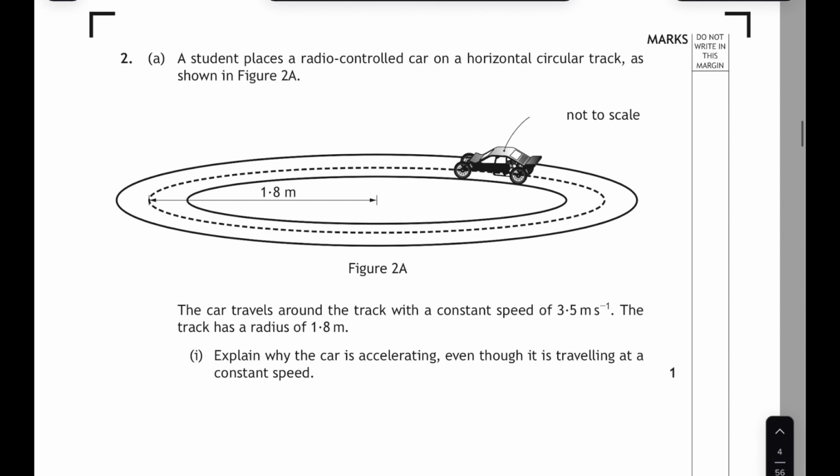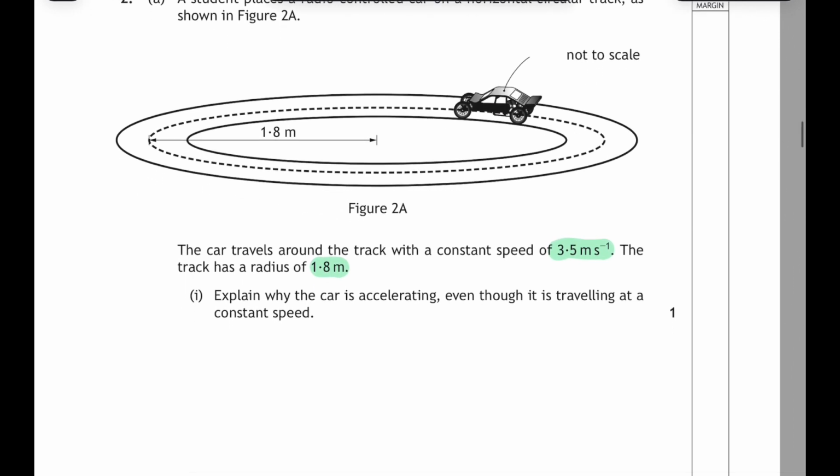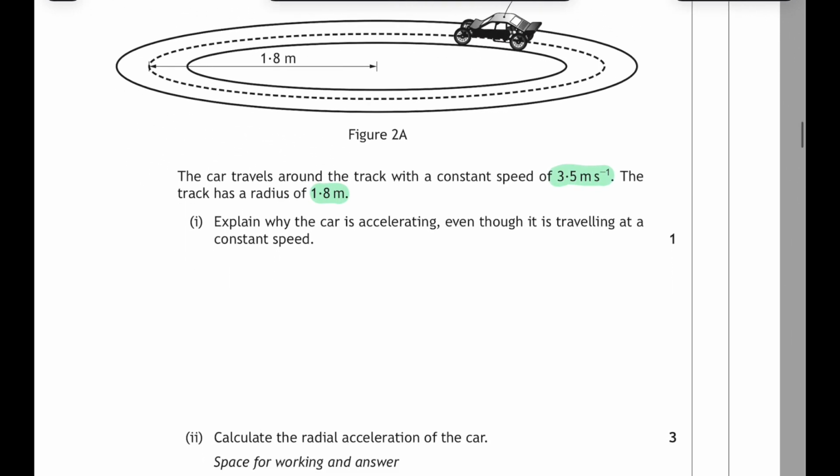A student places a radio-controlled car on a horizontal circular track, and the car travels round the track with a constant speed of 3.5 meters per second, and the track's got a radius of 1.8 meters. And we have to explain why the car is accelerating even though it's travelling at a constant speed.